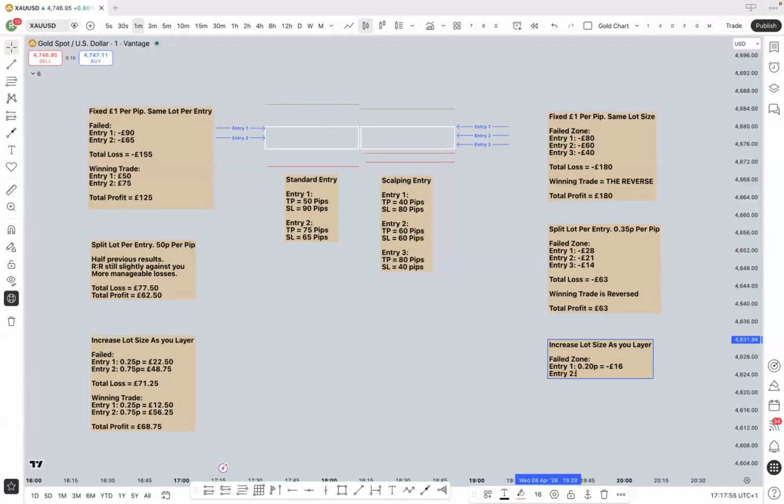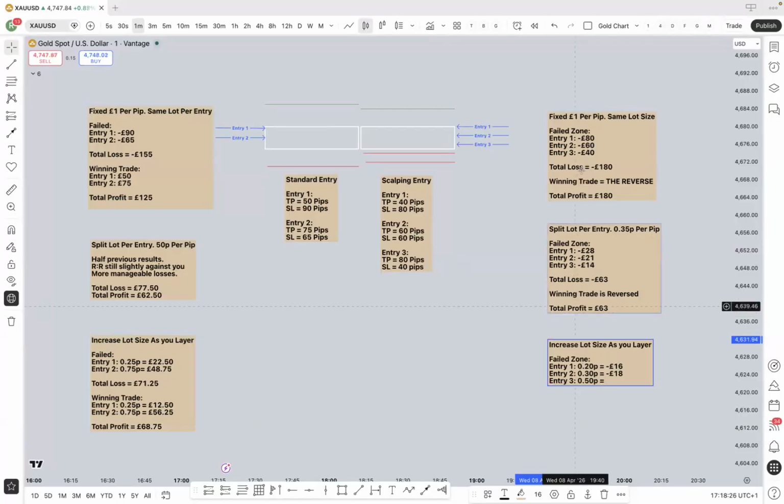Entry 2, we're going to use 0.3, so 0.30p, and that would give you a loss of £18. Entry 3, we're going to do 50p per pip. Okay, so we've split that pound into different amounts at each entry level.